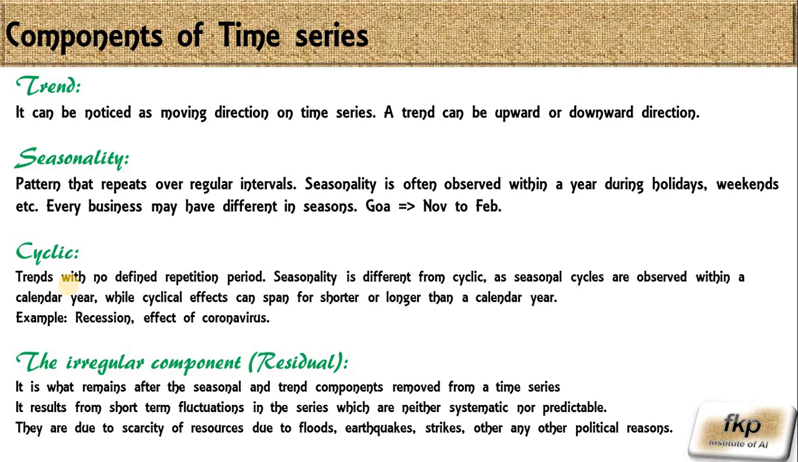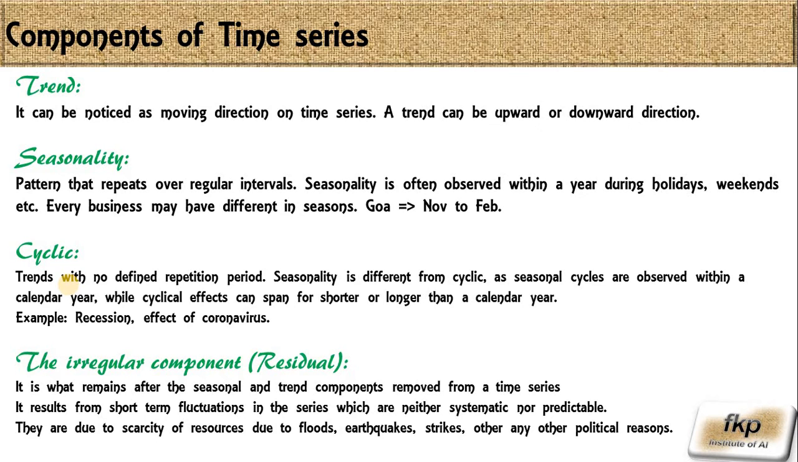Now we are going to learn what the components of a time series are. Majorly we have 4 components. One is trend. Trend everybody knows: by looking at the time series we can observe the direction it is moving, whether it is going upwards or downwards. So trend is a component which can be noticed as a moving direction on a time series.